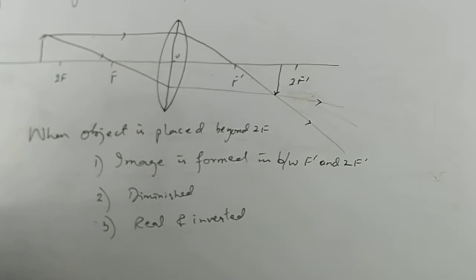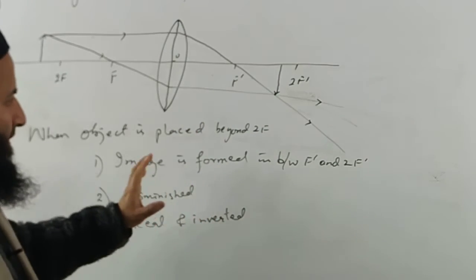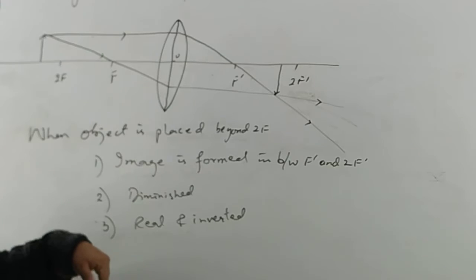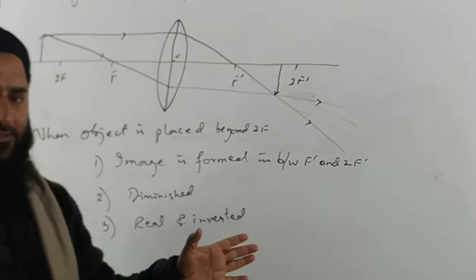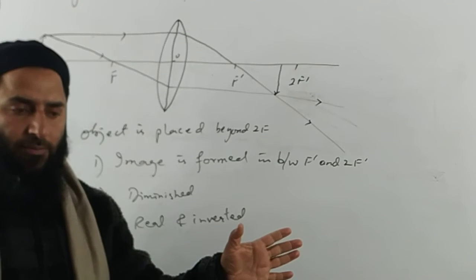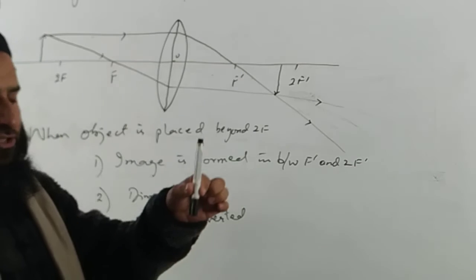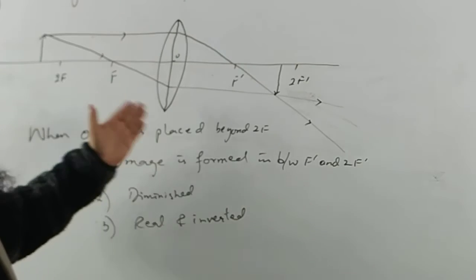So the second case, when the object is placed beyond 2F. Please check it. The object has been placed beyond 2F. The image is formed in between F dash and 2F dash. The image is smaller than the object and it is real and inverted. Real means we can take this image to a screen. We can save this image on a storage device like a hard disk, your pen drive, your CD. Inverted means upside down. It is not in erect position. Okay, this is case number two.